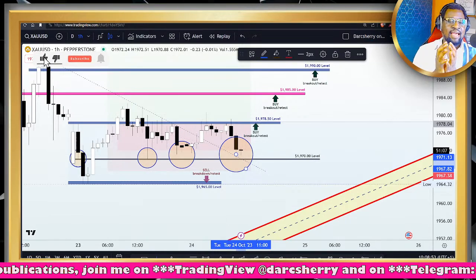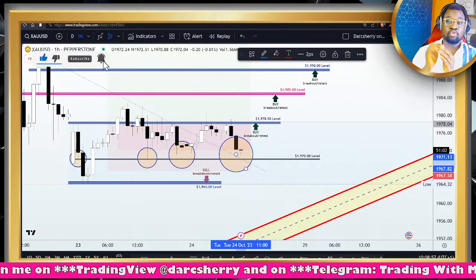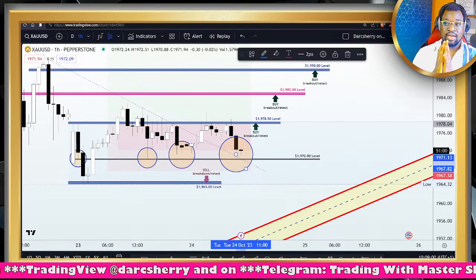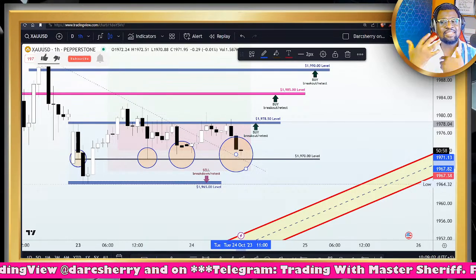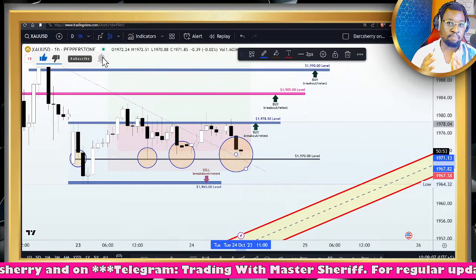Now, it is quite clear that sellers are struggling within this range, despite the fact that we are unable to break out of the $1,978.50 level, which is still giving me that sense of comfort that we might still be going bullish.